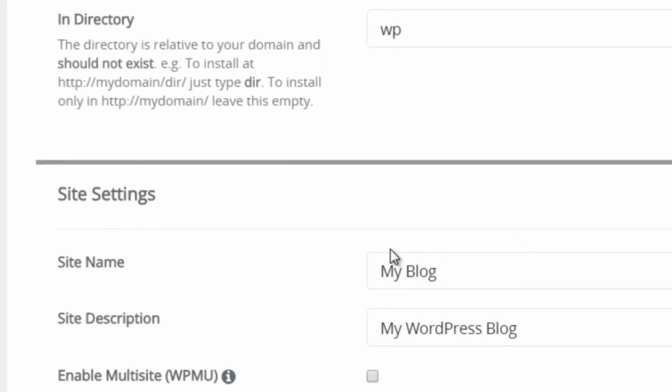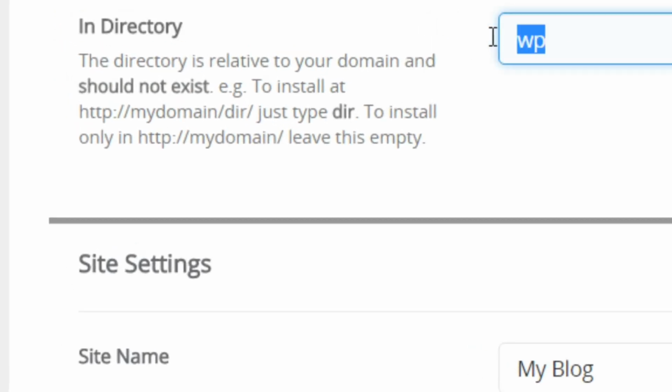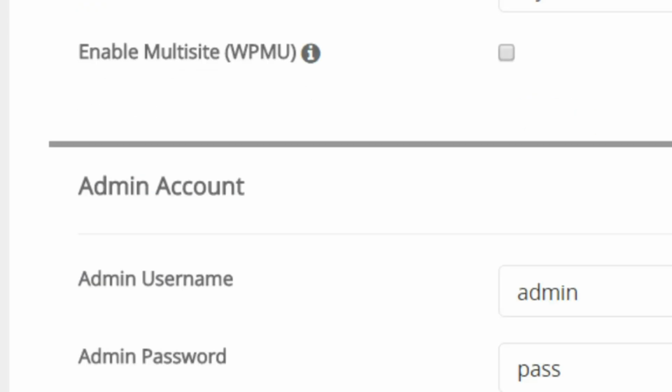So up at the top, if you scroll down, you're going to see the in-directory option. What this means is basically if you want your WordPress blog to be installed on www.yourdomain.com, then leave this blank. If you want to install the WordPress blog in a subfolder, then that's when you can enter a directory here. In this case, we can just type in test blog, you fill in your site name, your description, and then of course your admin username and password.